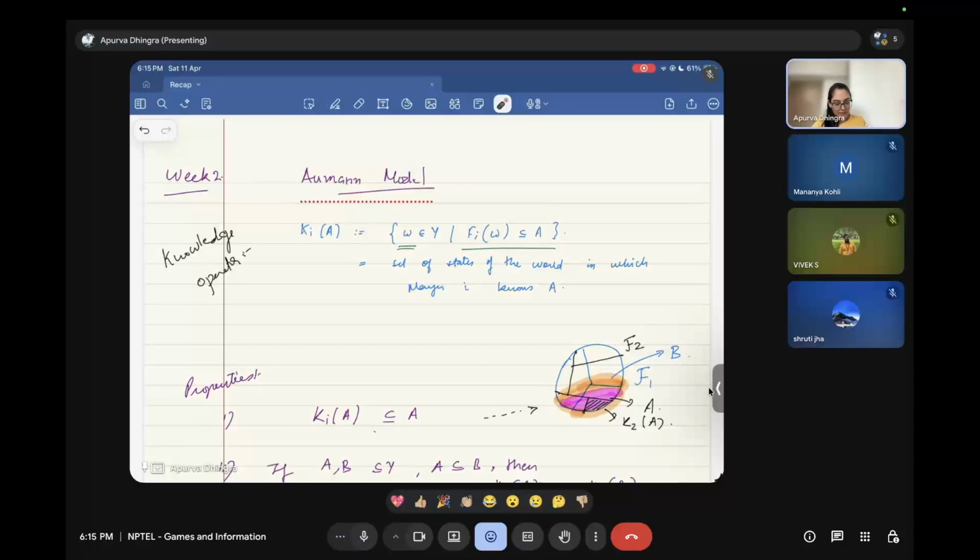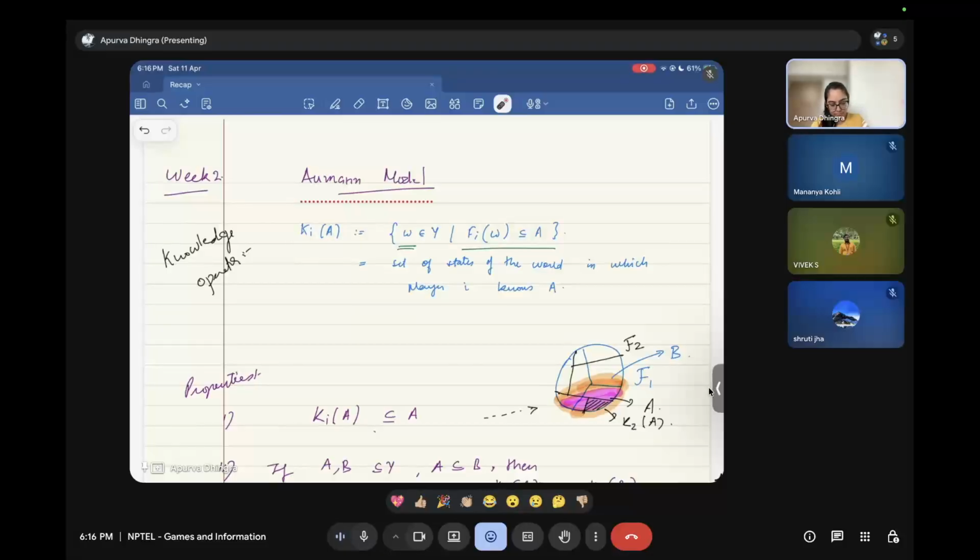Now, if we only consider w's such that the partition for player i of that w is a subset of the event, then we say that that event A is known to the player i, or this represents the knowledge operator for player i for that event A.